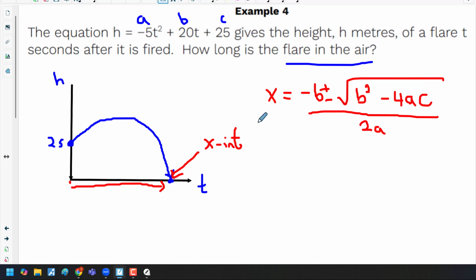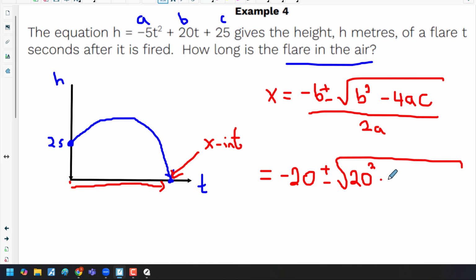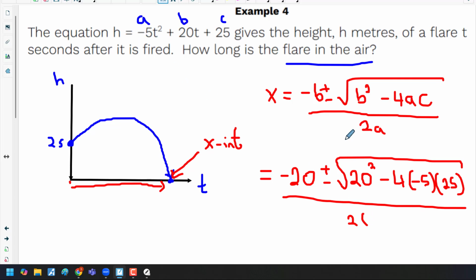To use the quadratic formula, all you need to do is substitute your A, B, and C values in the correct positions and make sure you know how to do basic algebra. So B is 20. This is going to be negative 20 plus or minus the square root of 20 squared minus 4 times negative 5 times 25, all over 2 times negative 5.